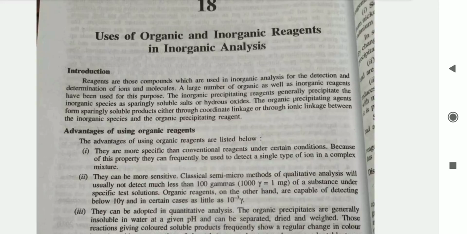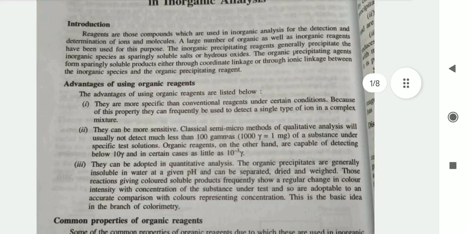The organic precipitating agents form sparingly soluble products either through coordinate linkage or through ionic linkage between the inorganic species and the organic precipitating reagent. Advantages of using organic reagents. The advantages of using organic reagents are listed below. First, they are more specific than conventional reagents under certain conditions. Because of this property, they can frequently be used to detect a single type of ion in a complex mixture.